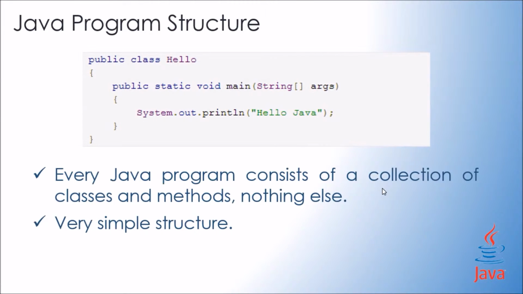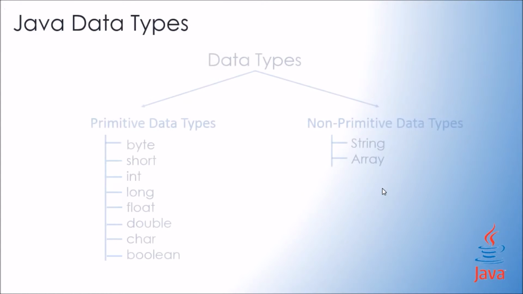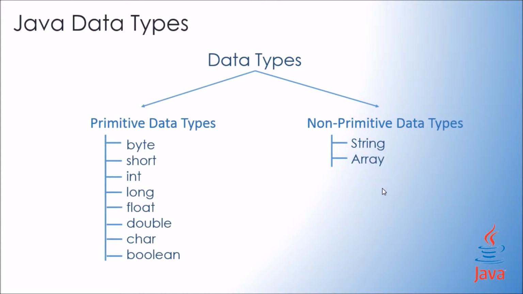Java program structure. Java has a very simple structure. A Java program consists of a collection of classes and methods but nothing else. Java data types are of two types. They are primitive data types and non-primitive data types. The primitive data types are byte, short, int, long, float, double, char, boolean, while non-primitive data types are strings and arrays.